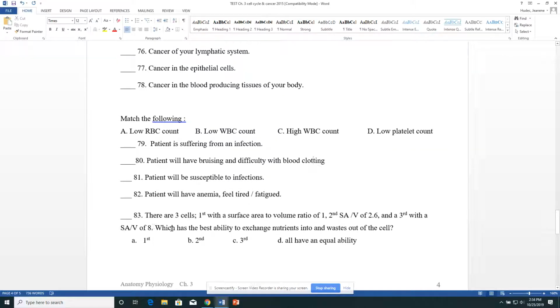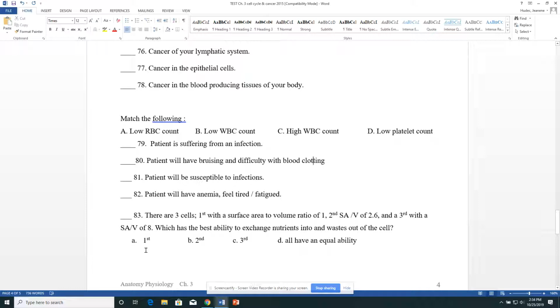Question 83. There are 3 cells. The first cell has a surface area to volume ratio of 1. The second cell has a surface area to volume ratio of 2.6. And the third has a surface area to volume ratio of 8. Which of these three cells has the best ability to exchange nutrients into and waste out of the cell?